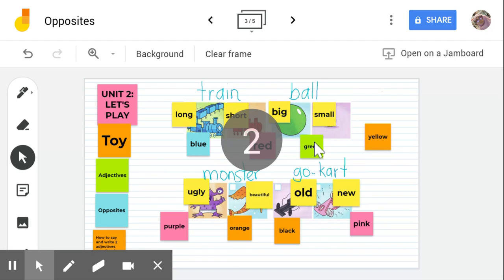Besar lawannya kecil. The monster, ugly is the opposite of beautiful. Bodoh lawannya cantik. This go-kart, old is the opposite of new. Tua lawannya baru. Jadi perkataan-perkataan di atas post-it notes ini yang kita katakan adalah perkataan lawan ataupun opposites. Kata adjektif yang berlawanan.